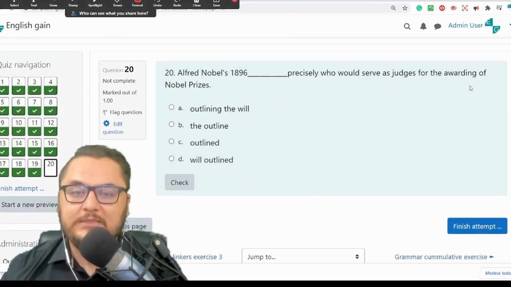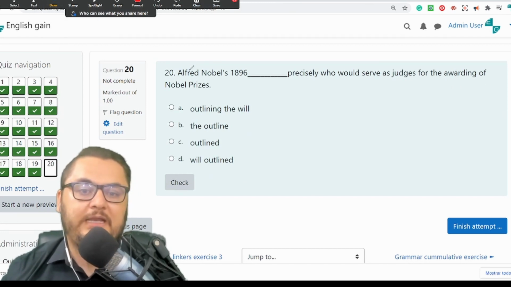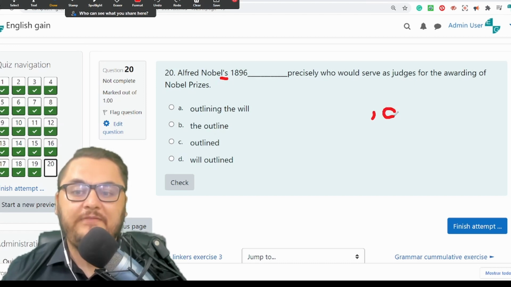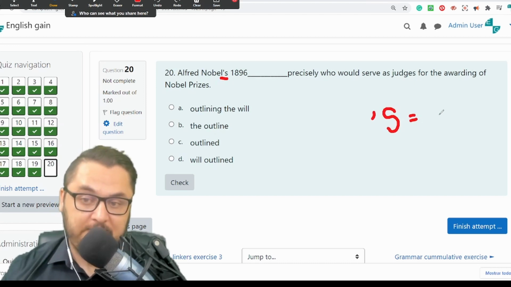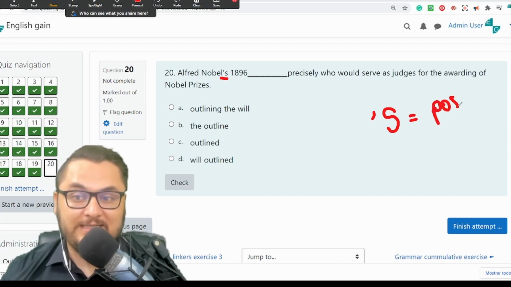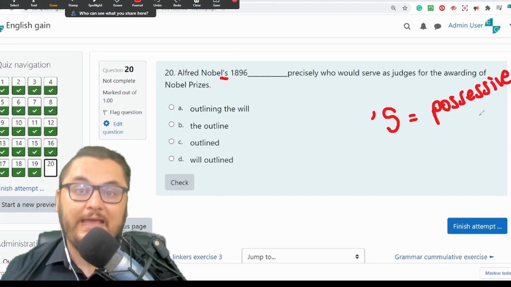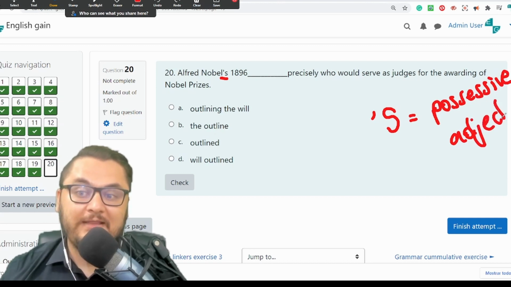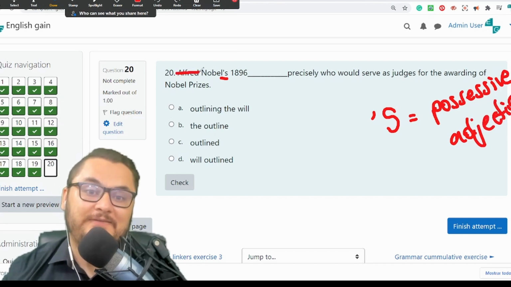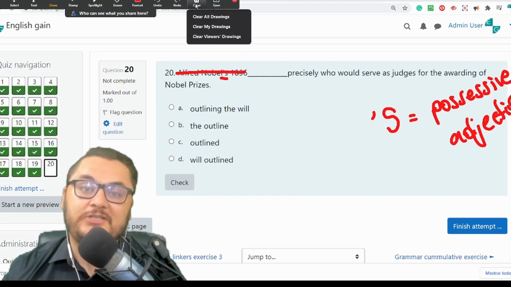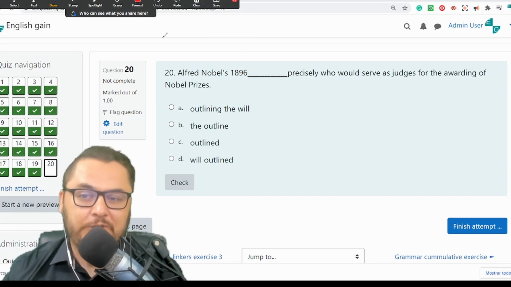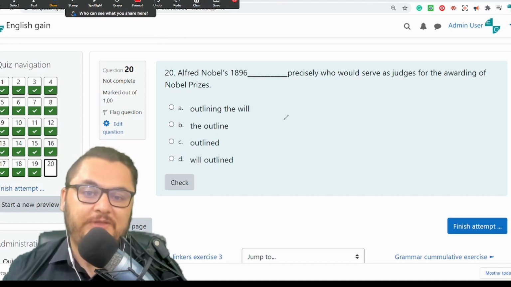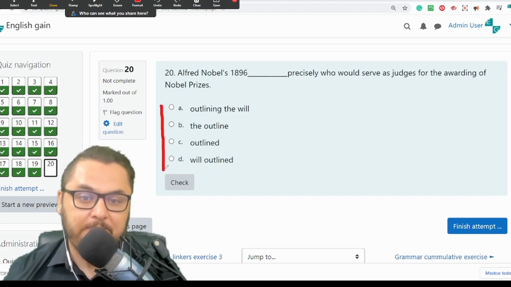Now, in this exercise, we can notice that Alfred Noble's, if you have the apostrophe, that is going to be a possessive adjective. So that means this is an adjective. This is not a verb. It's a way to confuse the students. But we just want to remember the difference. So this is going to be an adjective. So what is the real subject and verb? I'm going to check them here.